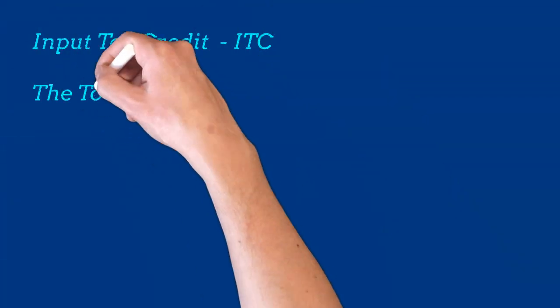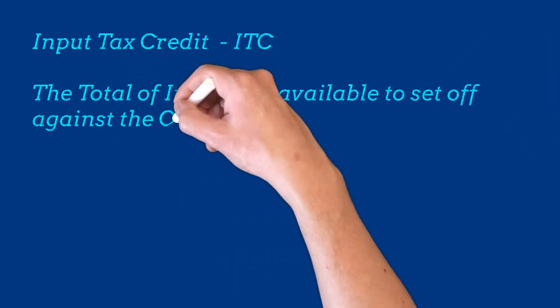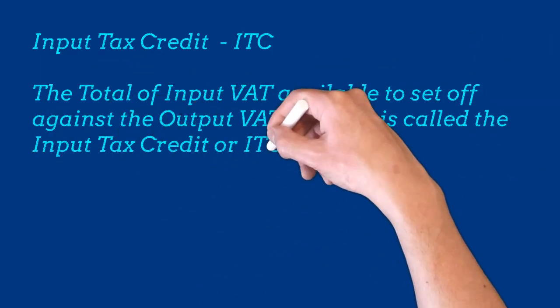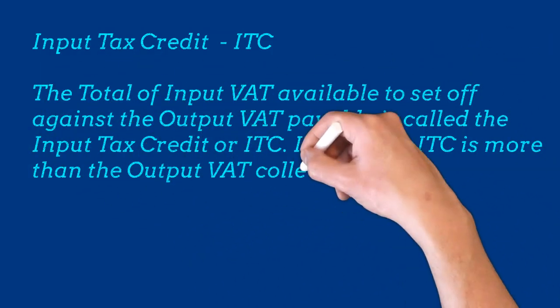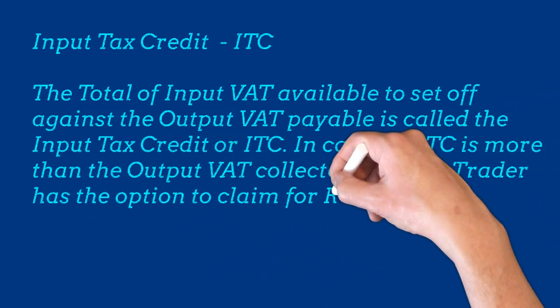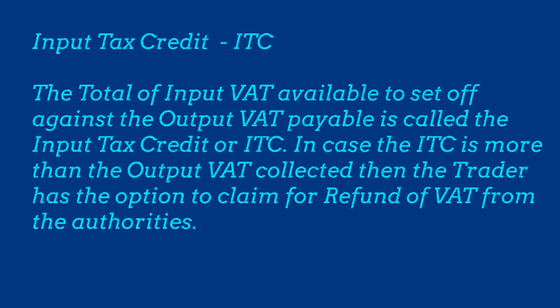Let us see what is an input tax credit. The total of input VAT available to set off against the output VAT payable is called the input tax credit, or ITC in short. In case the ITC is more than the output VAT collected, then the trader has the option to claim for refund of VAT from the authorities.